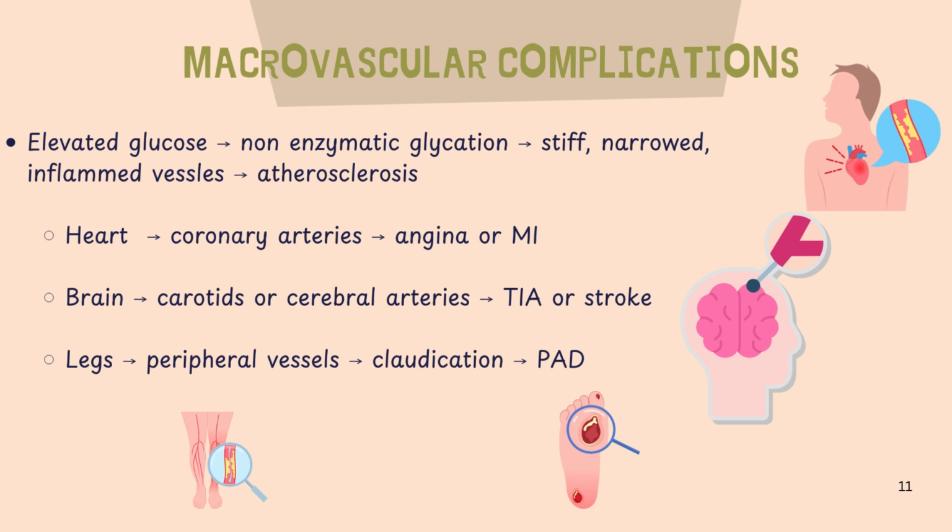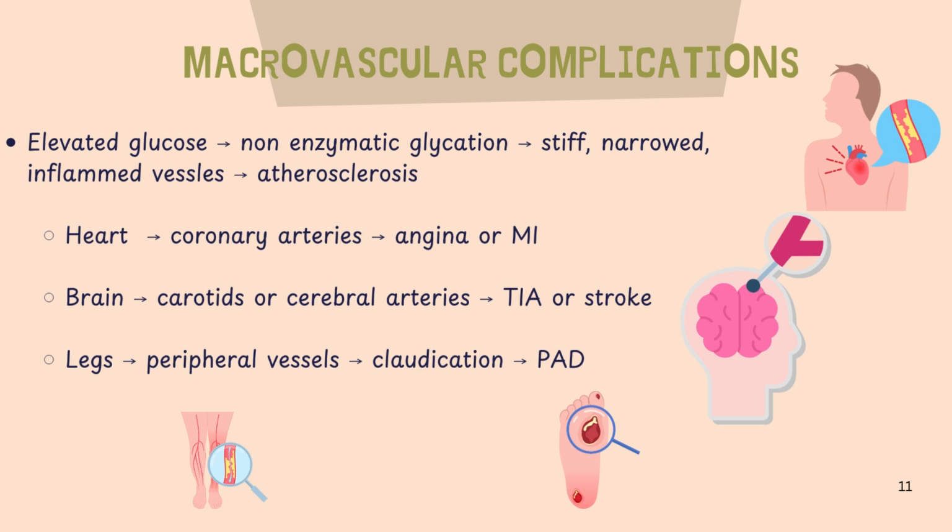If the arteries that supply the heart, like the coronary arteries, are affected, the patient can develop angina, which is chest pain with exertion. Or worse, they can suffer a heart attack, especially if a plaque ruptures and blocks the vessel. If the arteries going to the brain are affected, like the carotids or cerebral arteries, they can have mini strokes, which are TIAs, or even a full-blown stroke.